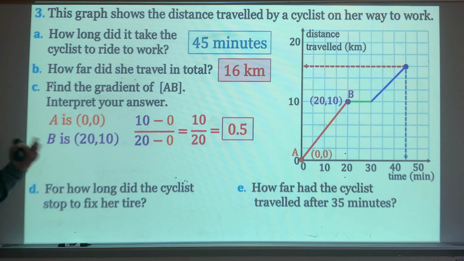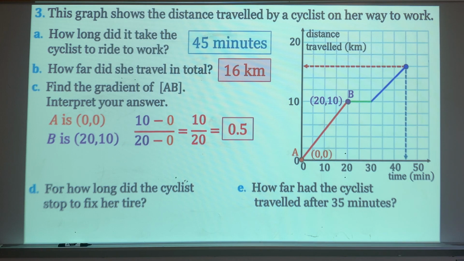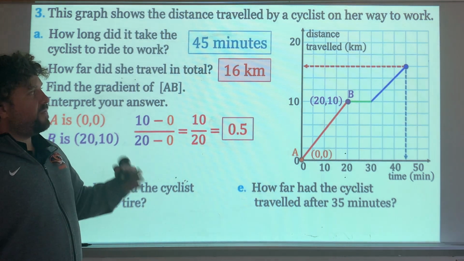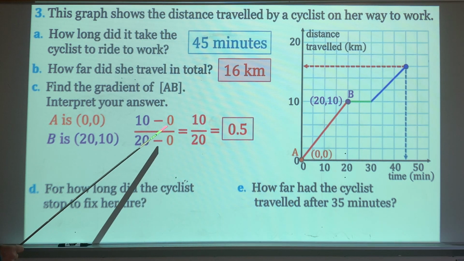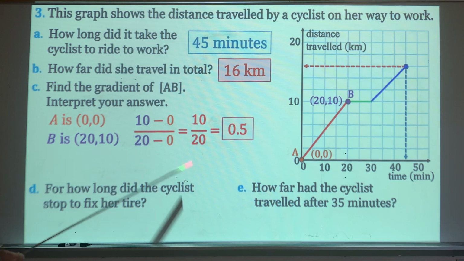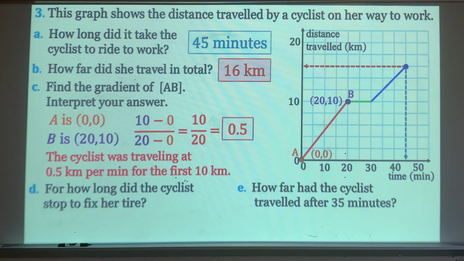Interpret that. What does that 0.5 mean? Distance traveled, kilometers. Is it 0.5 minutes per kilometer or 0.5 kilometers per minute? What do you think it is? Well, what's on top? The 10 and the 0, your y values. Your y values are the kilometers, so it's kilometers per minute. The cyclist was traveling at a rate of a half a kilometer per minute for the first 10 kilometers.